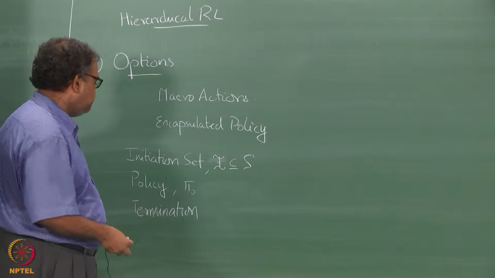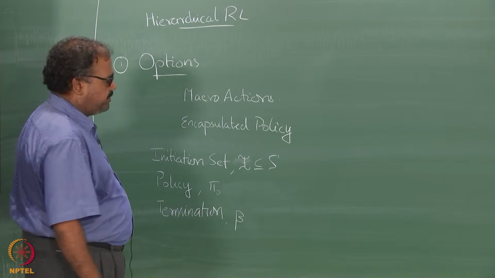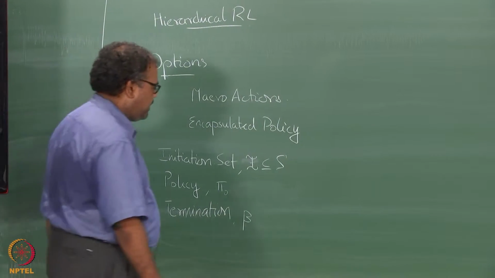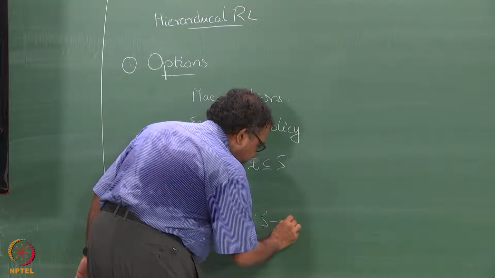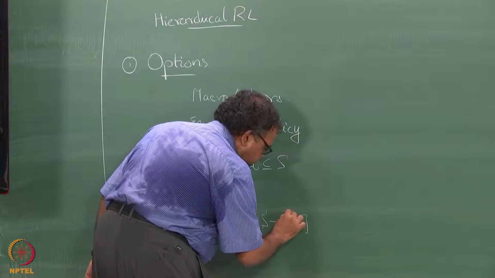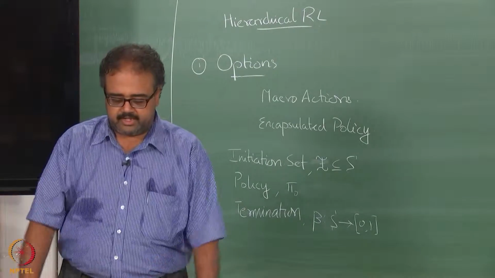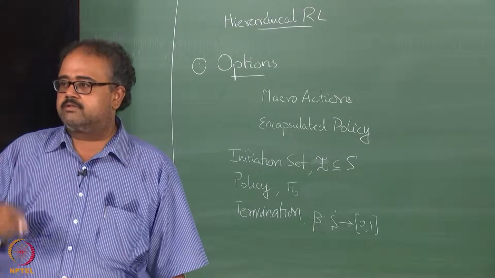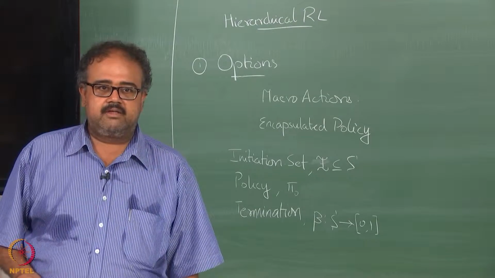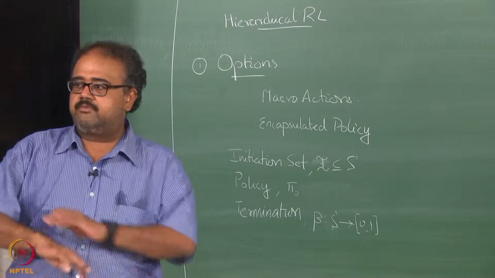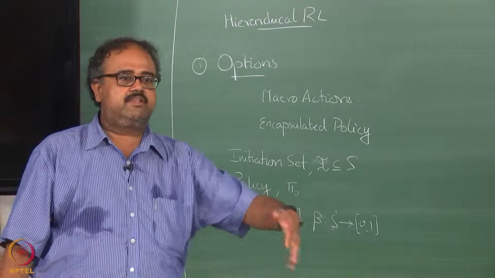Right. So I could define it like that. I will come back to that. And the termination is typically specified by beta, which in the original definition of the option is given by a probability. So beta of S will be the probability that the option will stop in state S. For many states the probability could be 1, because that means on all those states, if you reach that state, the option will not continue.